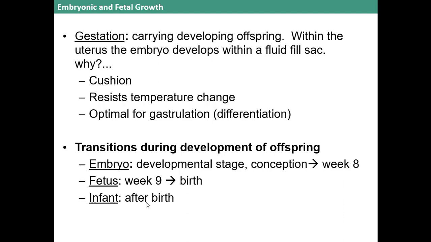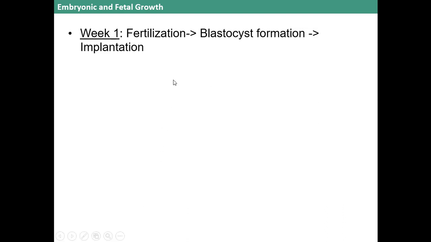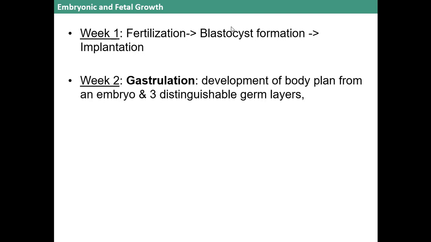So during week 1, here we have fertilization. That embryo continues to divide and forms a blastocyst, and that blastocyst implants. What's interesting is that in week 2, gastrulation occurs. Now, gastrulation perhaps is the most important thing that's ever happened to anybody. Gastrulation is the development of a body plan from an embryo into 3 distinguishable germ layers. In other words, gastrulation is what takes this undifferentiated ball of cells, and it's what's going to enable this ball of cells to form tissues, organs, and organ systems.